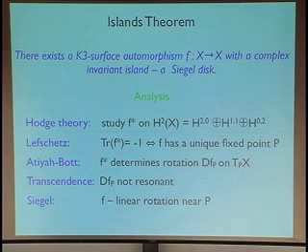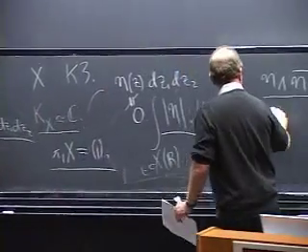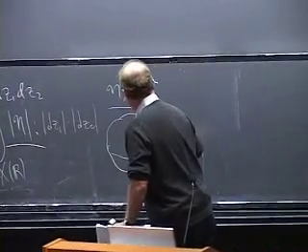And this is one of the few theorems I'll present. There exists a K3 surface and an automorphism which has a complex invariant island. This is called a Siegel disk. It just means there's a domain on the surface in the 4-dimensional manifold.